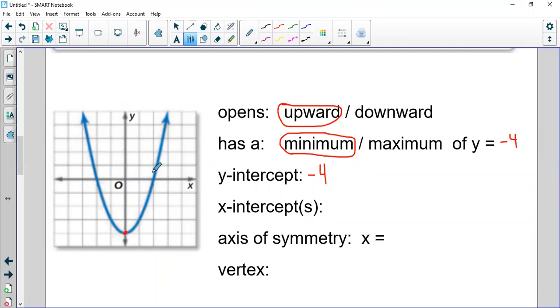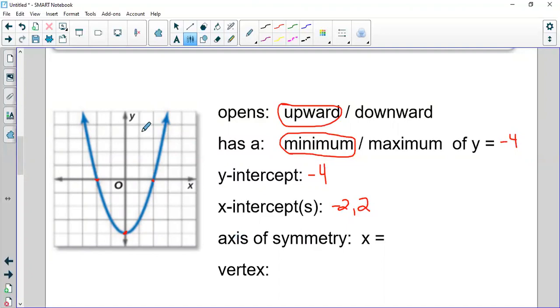There are some x-intercepts. They're right here and right here. Well, because this minimum, this point is on the y-axis, the x-intercepts are going to be opposites of each other. If this is the origin, this is positive 2, this is negative 2. So the x-intercepts are at negative 2 and positive 2.